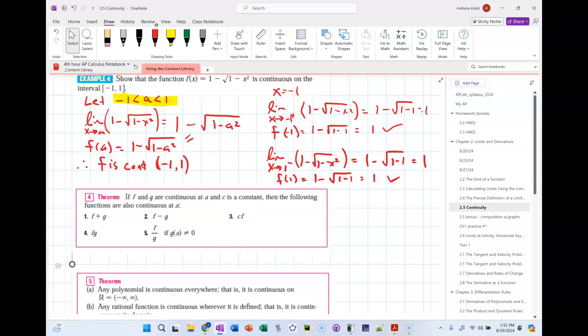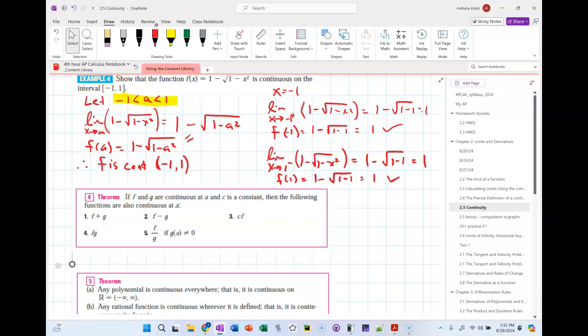if I take two functions that are continuous at A and add them together, the result is still continuous at A. If I take two functions continuous at A and subtract them, the result is still continuous at A. If I multiply them, still continuous at A. If I divide them, as long as the denominator is non-zero at A, the result is still continuous at A. If I multiply by a constant, the result is still continuous at A. Which should come as no shock, right?